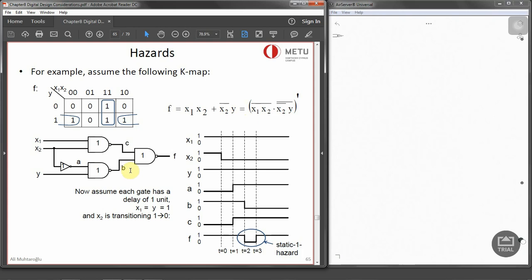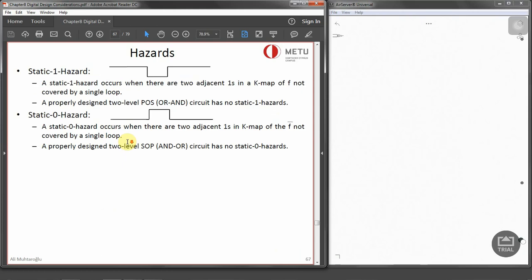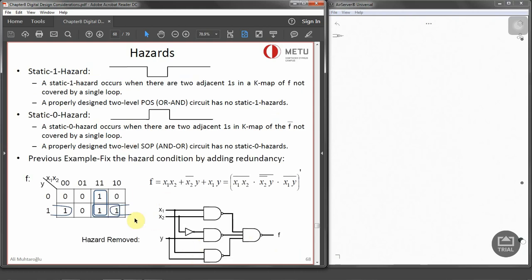And static 0 hazard, which is the opposite of static 1 hazard, occurs when there are 2 adjacent ones in a K-map of F prime. So this is for the K-map of F, and if we have adjacent ones and not combined. For F prime, if there are 2 adjacent ones and not combined, we'll have static 0 hazard. So to fix the previous example over here, we need to combine these 2 ones together.